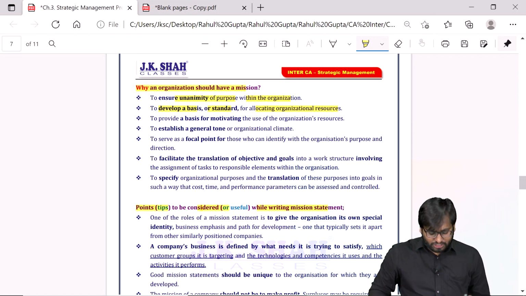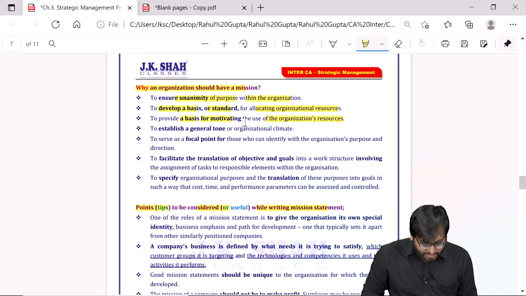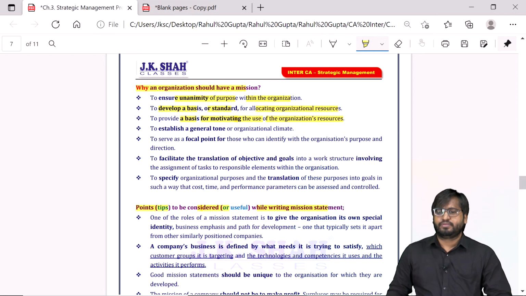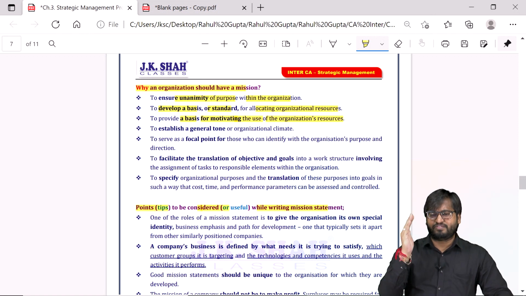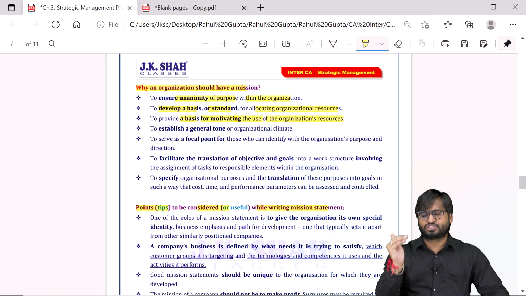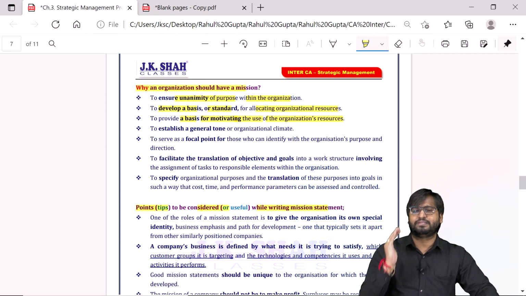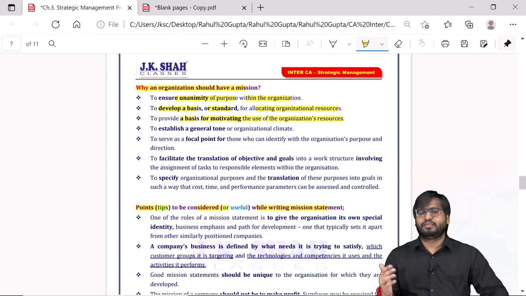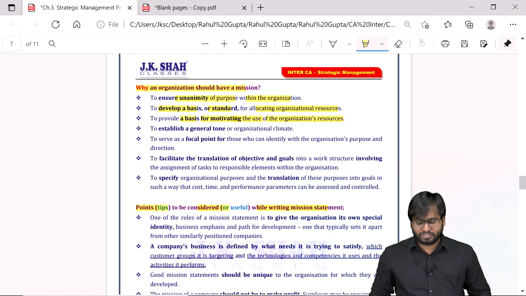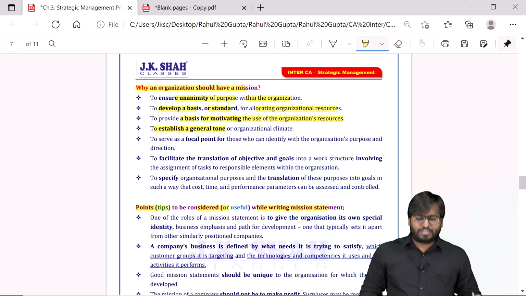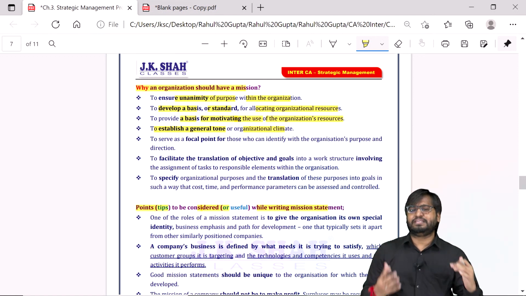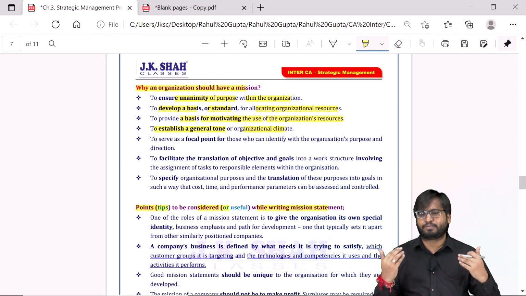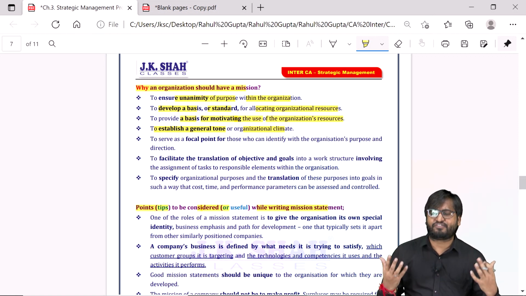Third, it also provides a basis for motivating the use of organizational resources. Here, motivating the use means whether the resources are being used efficiently and effectively, how much resources we were supposed to use, and did we use them properly? Fourth, to establish a general tone or organizational climate: the work environment is healthy, people support each other, organizational staff help each other.